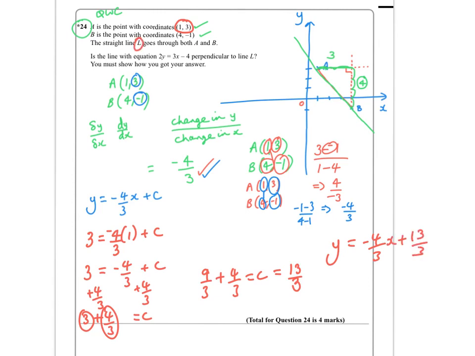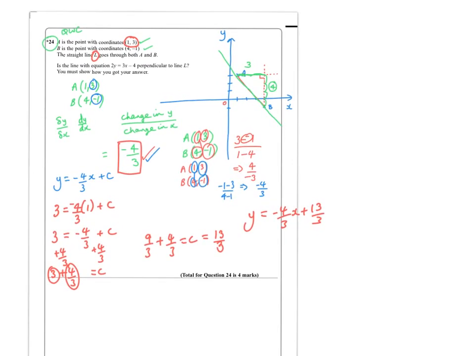So that's done. It says, is the line with the equation 2y equals 3x minus 4 perpendicular to the line L? You must show how you got your answer. Well, when I did this question here, I did a little bit more than was necessary, which is absolutely fine because I'm trying to teach you a little bit about straight lines as well. So you would only have needed to have gone this far to start with to find its gradient, and then what you'd have to do is compare it.